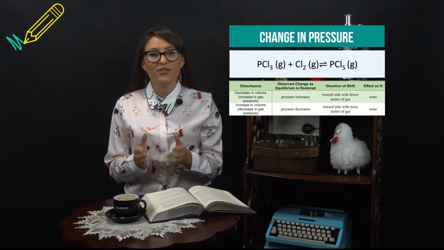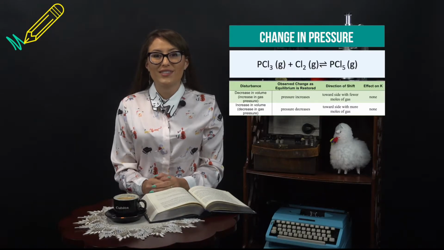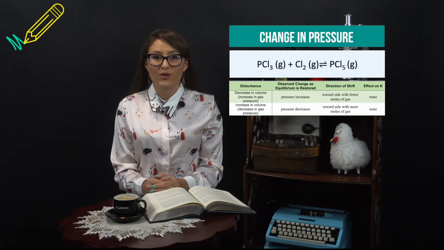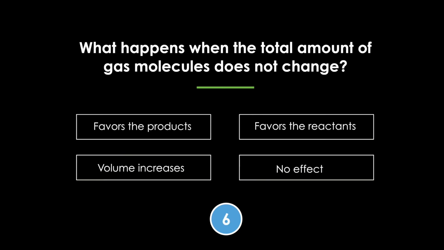For example, for the previous reaction, if we decrease the volume, the pressure increases, so the reaction shifts to the side with a lower number of gas molecules, and in this case, favors the production of PCl5, because it has fewer gas molecules. What happens when the total amount of gas molecules does not change? Well, because the change in volume has the same effect for both sides of the equation, there is no effect on the equilibrium in this case.